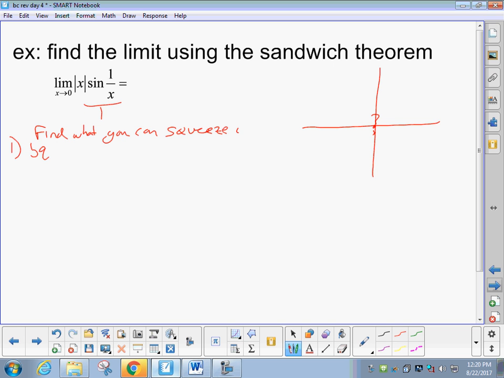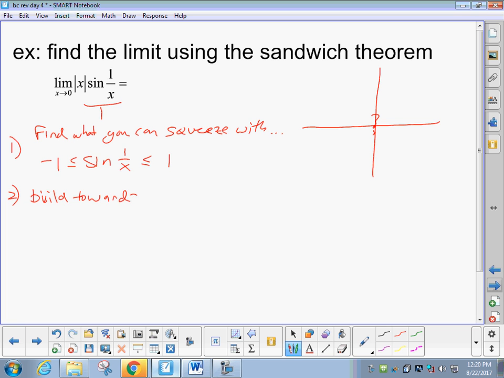Now, sine of 1 over x is probably pretty crazy. But regardless of 1 over x or not, I know that sine has to always be between what? Negative 1 and 1. Yeah? That's a fact. Now, equal to is important because it can equal. You agree? Okie dokie.